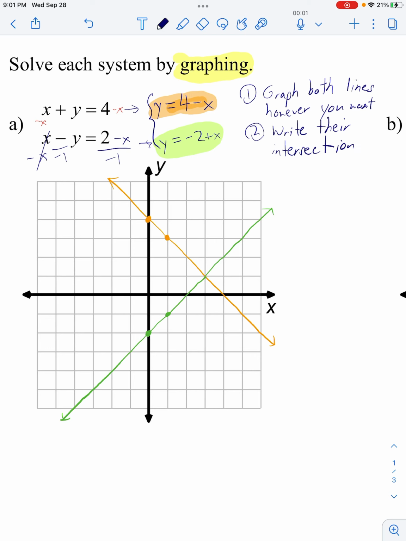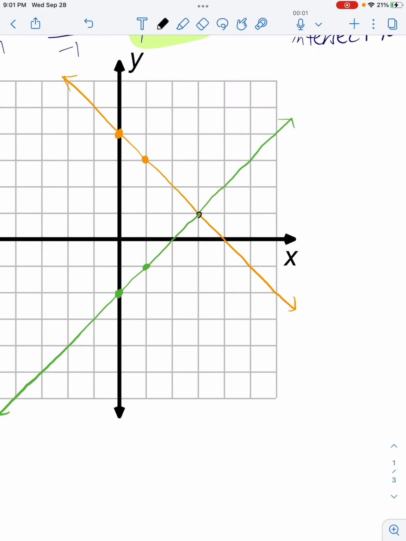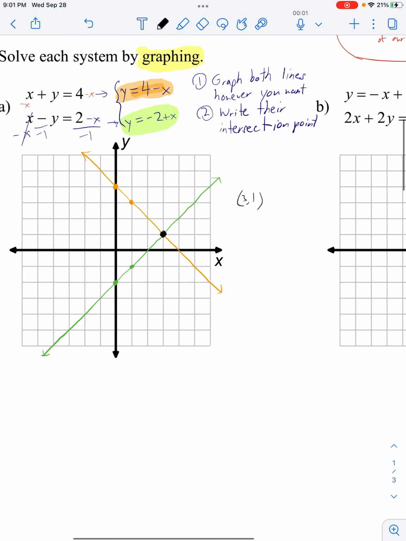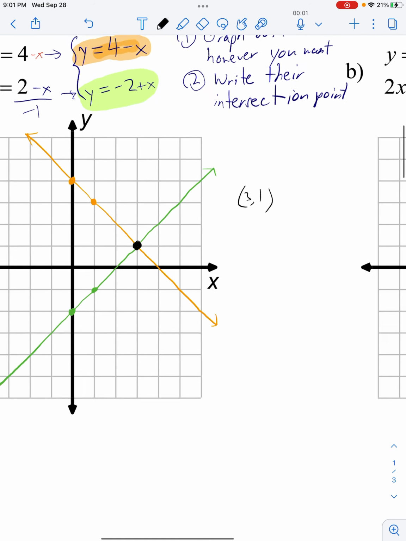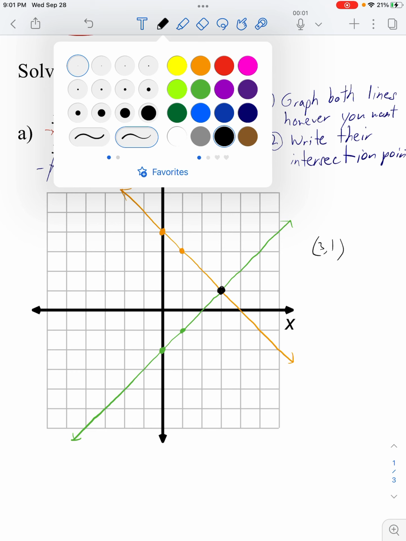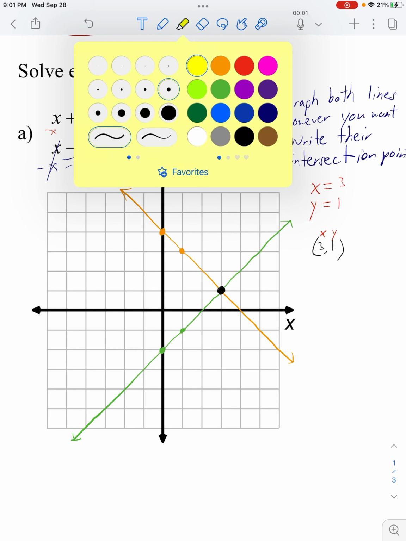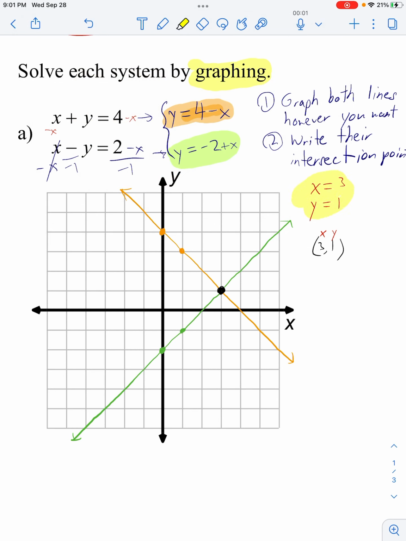All right, what do I mean by that? The intersection point of 2 lines is the point where they intersect. So right here, we're going to write down the ordered pair for this point. That's 1, 2, 3 to the right and 1 up. So that's 3, 1. My x is 3, my y is 1. All right, so this ordered pair right here solves my equation. So my solution is x equals 3, and y equals 1, because my second number is my y, okay? So that's my solution here. Final answer.